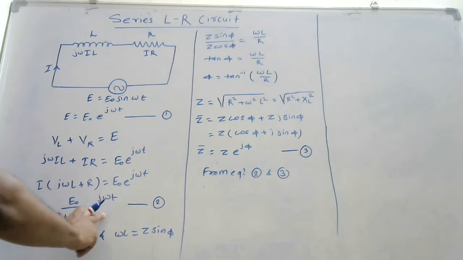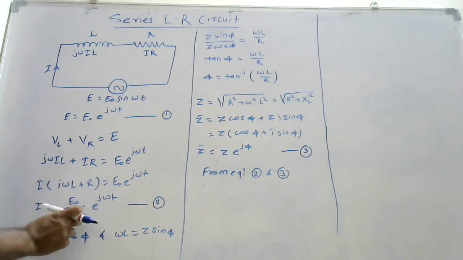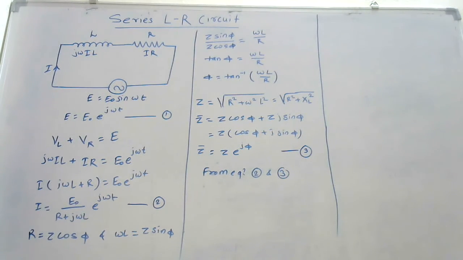Now this is called equation number 2 and this is called equation 3. Now from equations 2 and 3, we get I is equal to E0 upon Z into e to the power J theta. That is, we have to put the value of R plus J omega L. This is nothing but the impedance of the circuit. This is nothing but Z into e to the power J phi.